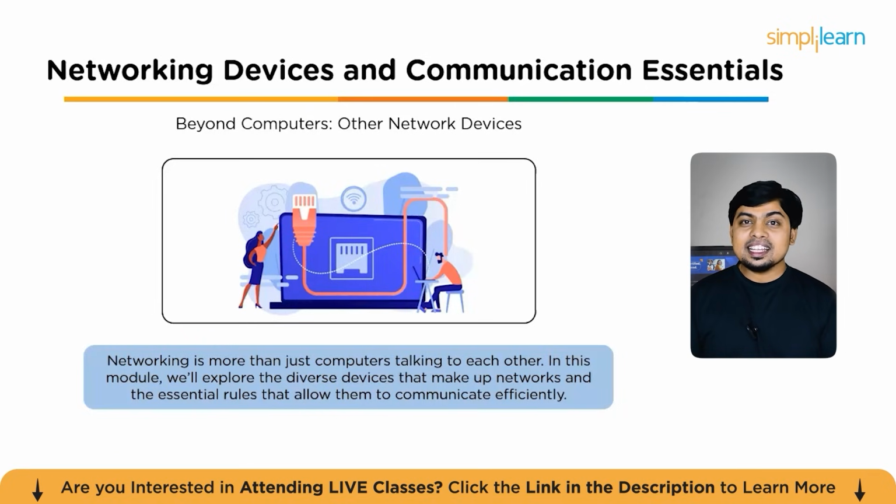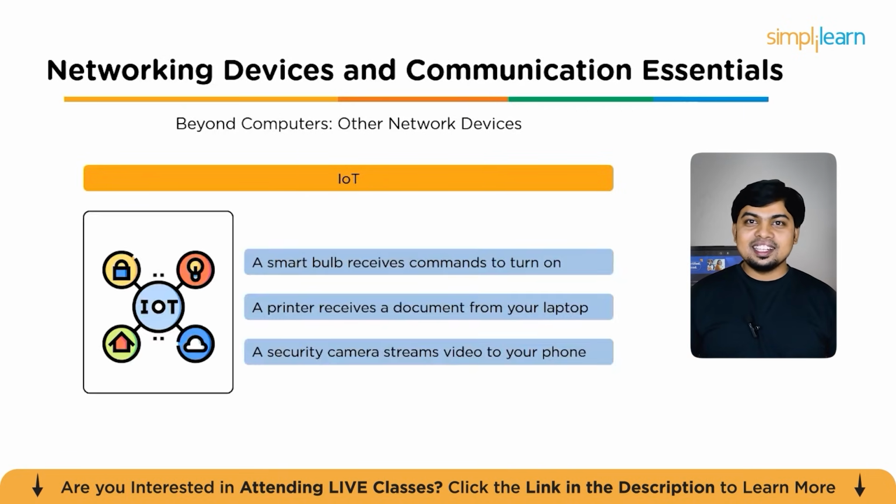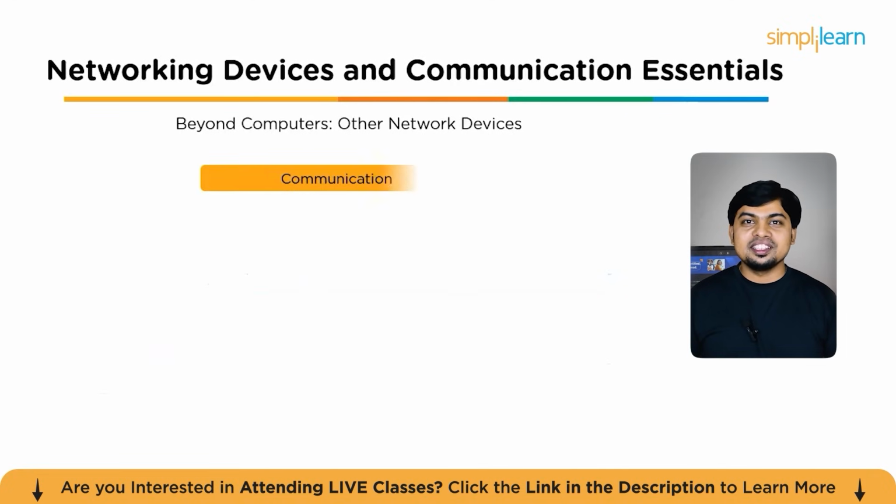Now, to understand them better, let's go through a simple example. A smart bulb receives commands from your phone to turn on or change color. A printer receives a document from your laptop over Wi-Fi. A security camera streams video to your phone or cloud storage. Each of these devices is both a sender and a receiver of information, contributing to a complex web of data flows.